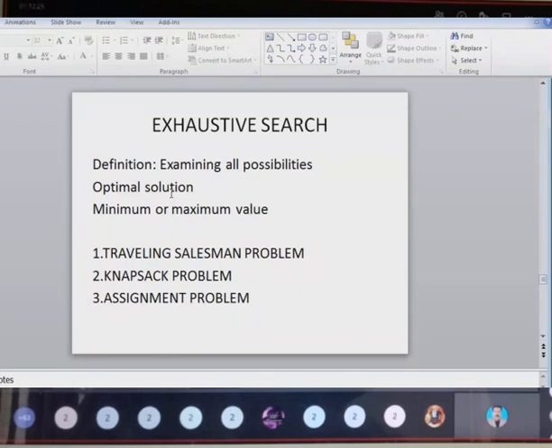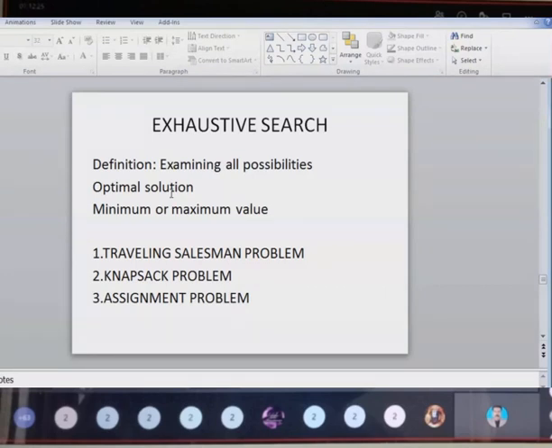Okay. Under this exhaustive search, we are going to discuss three problems such as traveling salesman problem, knapsack problem, and the third one is assignment problem, right? We are going to discuss the three problems: traveling salesman problem, knapsack problem, and assignment problem.